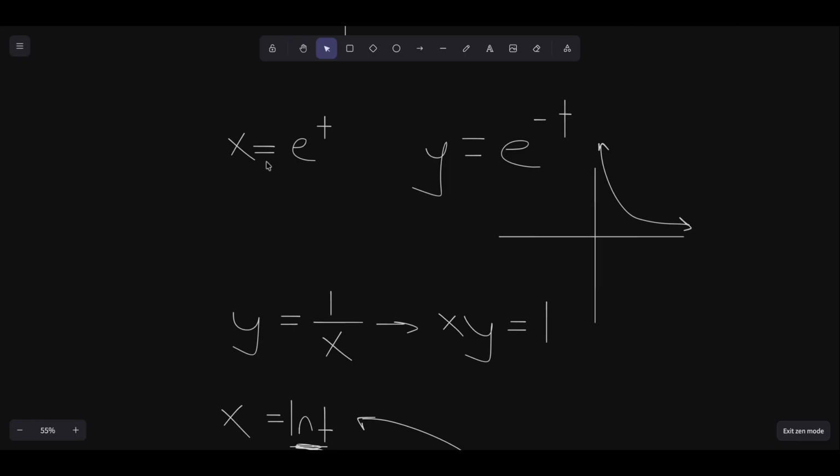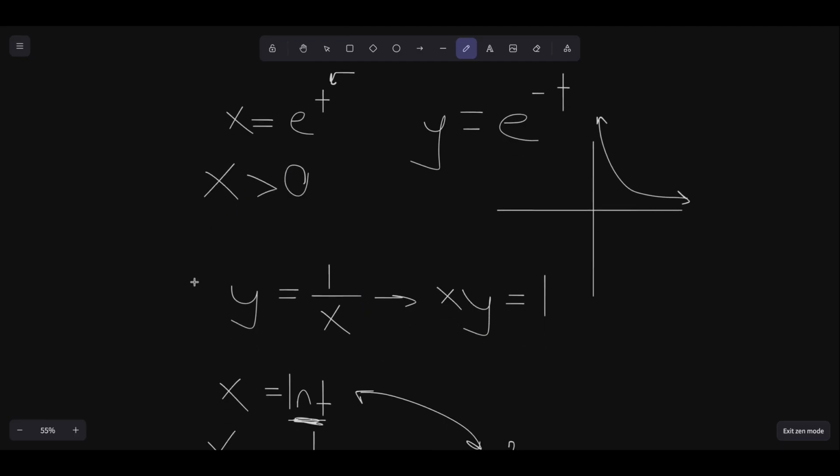Well, from the start, we said how x is equal to e to the t, meaning that if I put in a negative number for t, then I'm still going to get a positive x, right? x can only be greater than 0. So that means that for the solution right over here, y is equal to 1 over x, given that x is greater than 0.